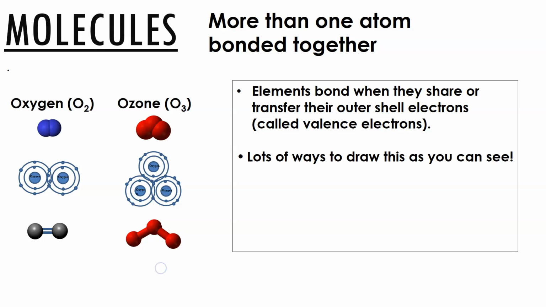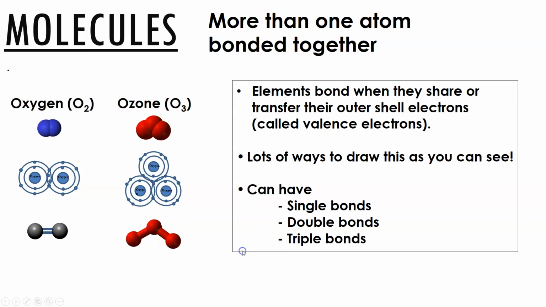There's lots and lots of ways you can draw molecules. You could draw them kind of as space-filling bubbles like this. You could draw them as like a little Bohr model. You could try to draw them so that you see the individual bonds. And you can have lots of different types of bonds. You can have single bonds, double bonds, like you see here in this oxygen, we got a double bond. Okay, you could have triple bonds.